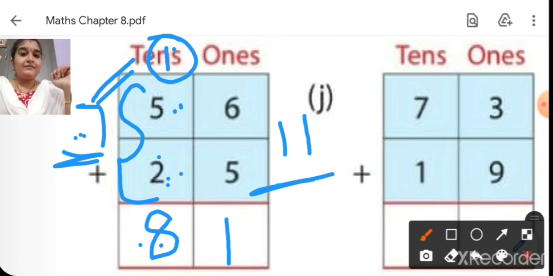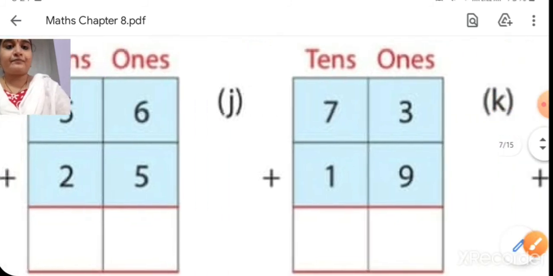Okay, children. First we will add the ones place and write it outside. We will write the answer and we will carry it forward. And then add the numbers in the tens place and write it outside. And we will add the outside number with the carry forward number. Okay, children. And write the answer. Can we do the next one?